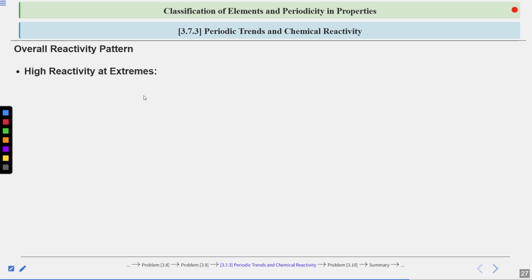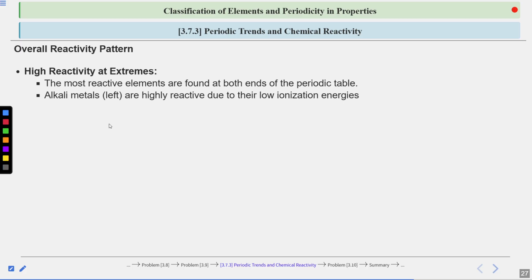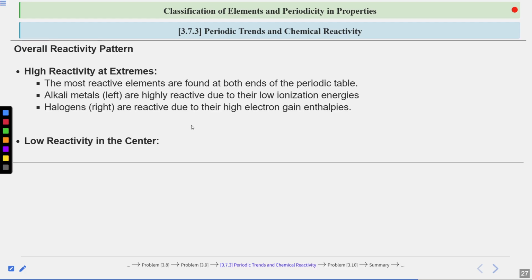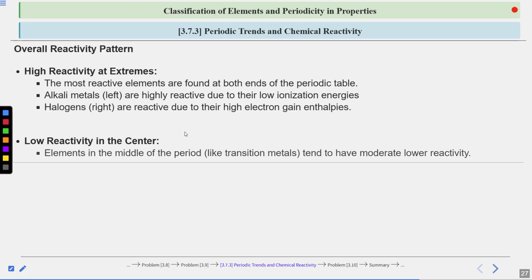So, I would say that the reactivity is high on the extremes. The most reactive are found on both ends of the periodic table. That means alkali metals are highly reactive, that are present on the left part, due to their low ionization enthalpy, and the halogens are highly reactive due to their high electron gain enthalpy, meaning they can easily gain electrons. But there is very little reactivity in the center because they neither have the tendency to lose electrons that prominently, nor do they have the tendency to gain electrons.